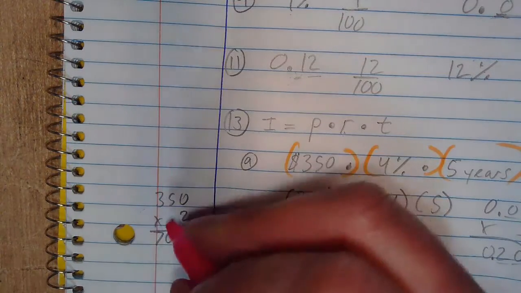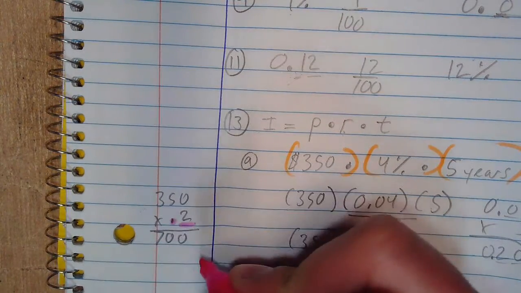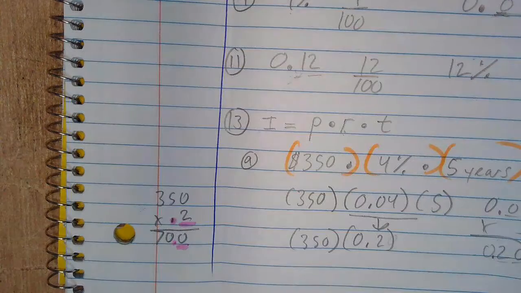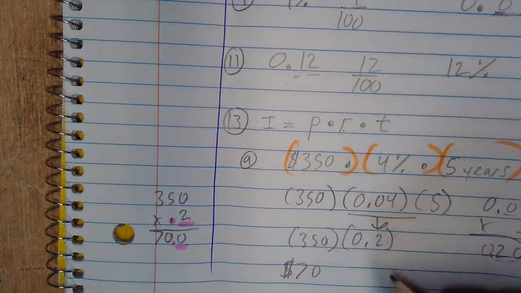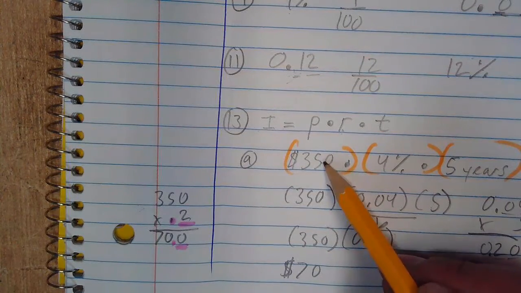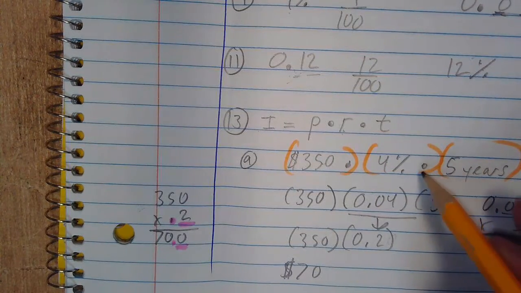We've done this before. I find the decimal point. There it is. One place value here, one place value there. So letter A is $70. That's how much money you make if you save $350 in a bank for 5 years at 4%.